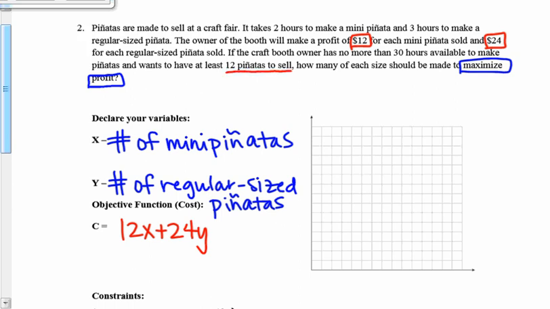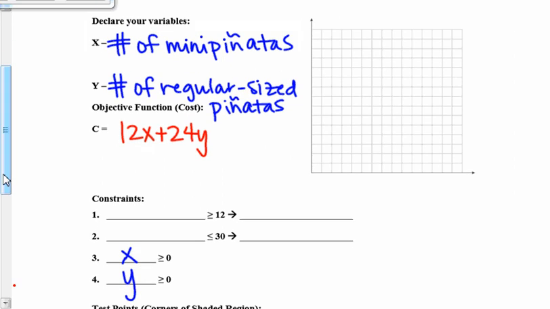Okay, well, if he wants to have at least 12, that means the number of mini piñatas and the number of regular sized piñatas has to be at least 12. So all this is x plus y is greater than or equal to 12, because the number of each added together has to be greater than or equal to 12.